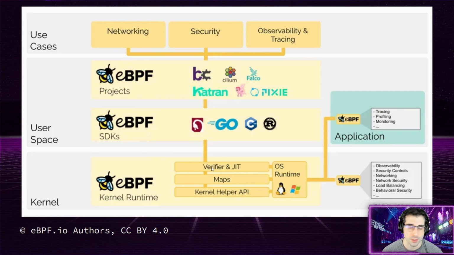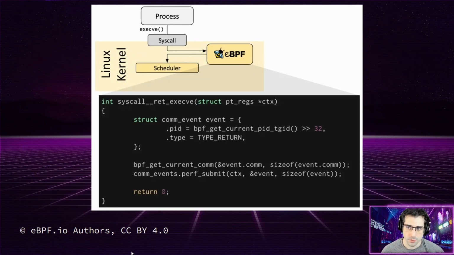That gets run through the verifier and the just-in-time compiler, and then using a few other tools like maps, which we'll talk about, and the kernel helper API, you get information about events in the kernel using what are called probes, tracepoints, and a few other types of hooks as well. Once you have that information, the information goes back up into user space, and you can do whatever you want with that information.